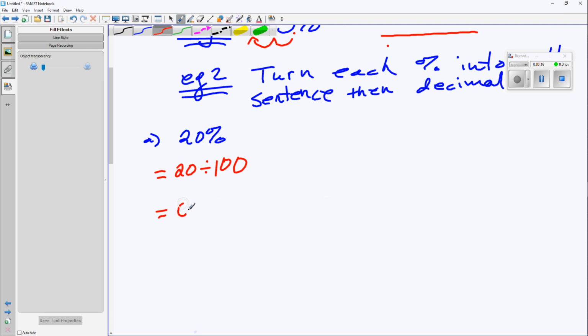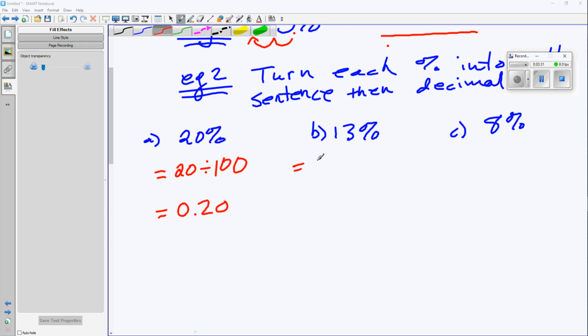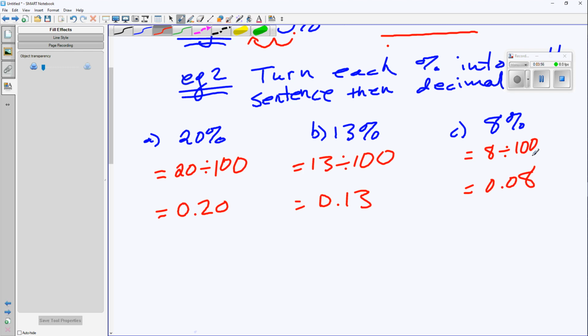And we get 0.20. Now you try this one and this one. Pause the video and then I'll show you the solution. So 13% is 13 divided by 100, which gives us 0.13 when we punch that in the calculator. Now let's take a look at 8%. Here's what we do. We take 8 divided by 100, punch that in our calculator, and we get 0.08. And we're done.